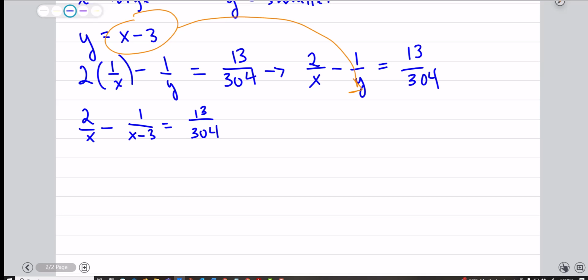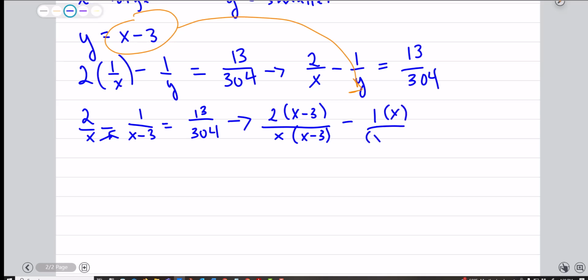And remember, when you have all these fractions on this side with the x, we want to bring the x's to the top, so we want to cross multiply and get common denominators. So that's going to be 2 times x minus 3 over x times x minus 3, so basically multiplying by 1, x minus 3 over x minus 3. And then minus 1 times x, and then the x minus 3 was there, over the x. And this still equals 13 over 304.